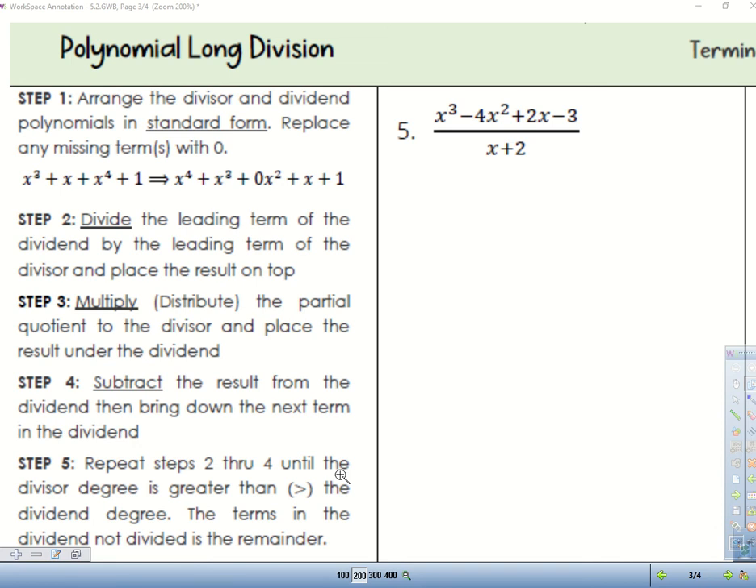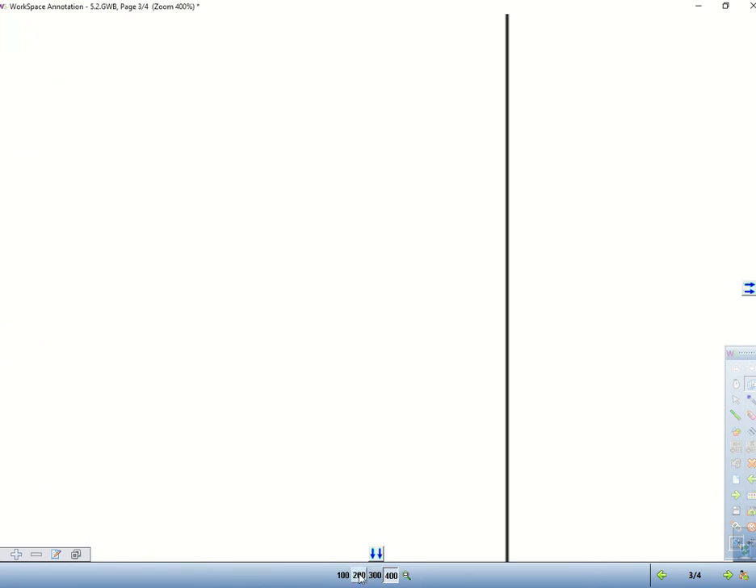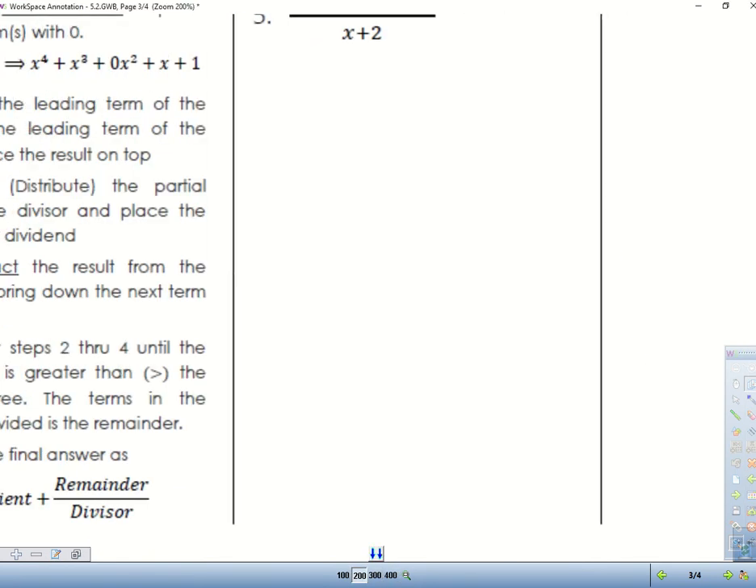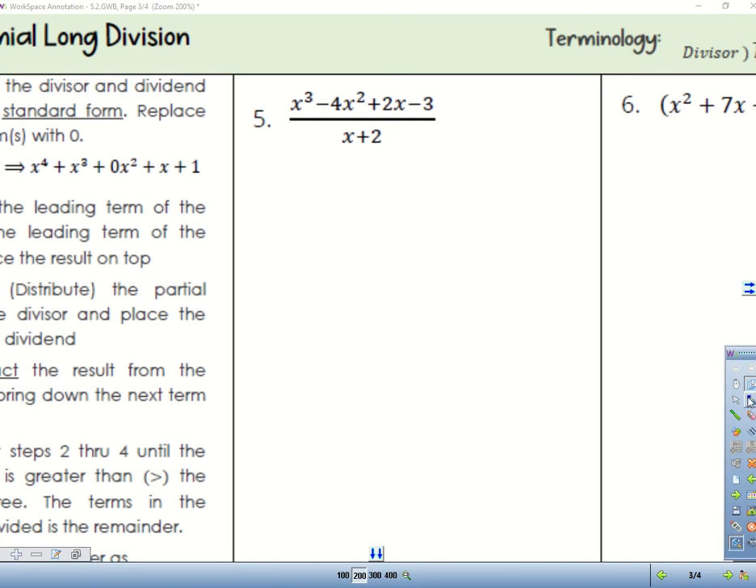And then once you learn how it works, these steps are going to act as a reference guide for you to make sure you're doing the steps accurately. So let's go ahead and try it. The first thing you want to do here is, oops, zoomed in too much. You want to make sure that your numerator and your denominator are both in standard form. Remember yesterday how we learned about standard form? So descending degree order. The degree of this term is 3.